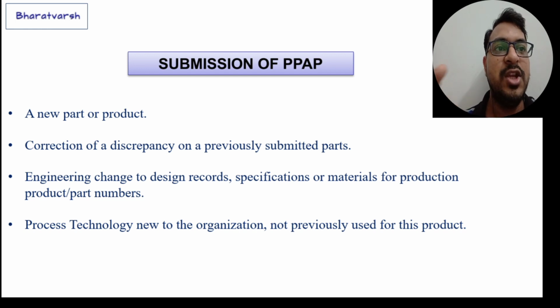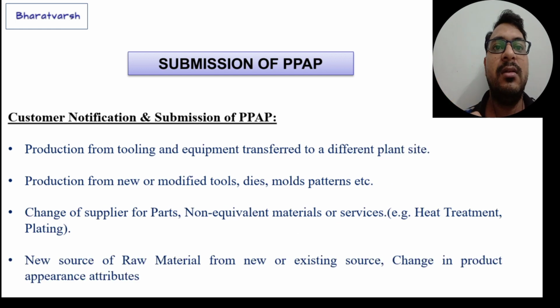Fourth is when a new technology is used by the organization which they did not use previously, so then the supplier or organization will submit the PPAP. Customer notification: when is customer notification or PPAP submission required? First is when there is production from tooling or equipment transferred to a new production site, a new plant site, from the previous old one. Second, production from new or modified tools, dies, molds, patterns.